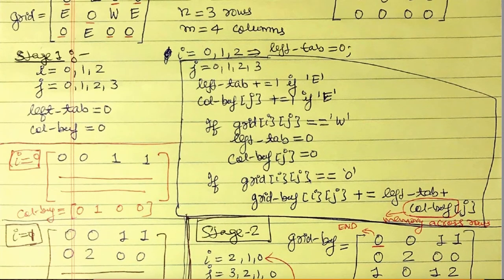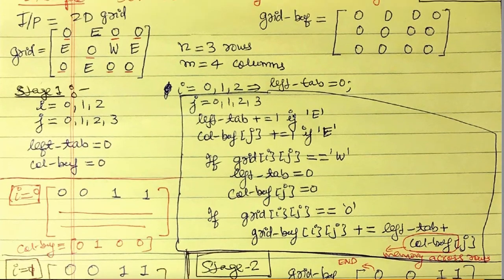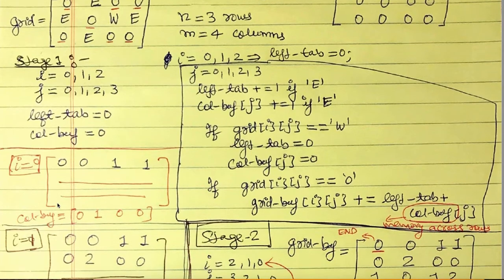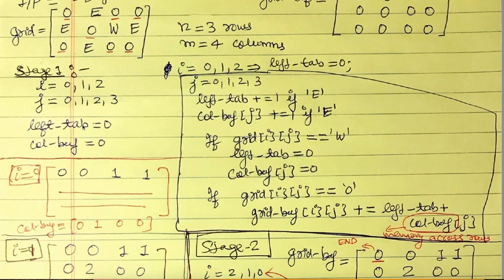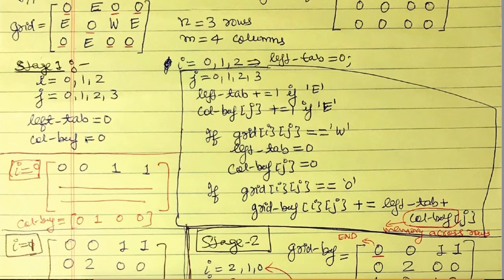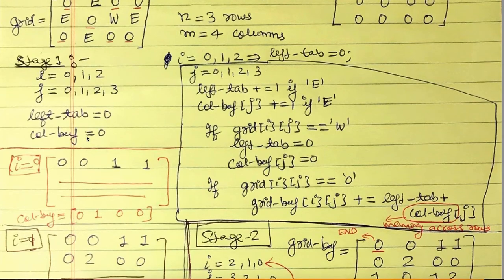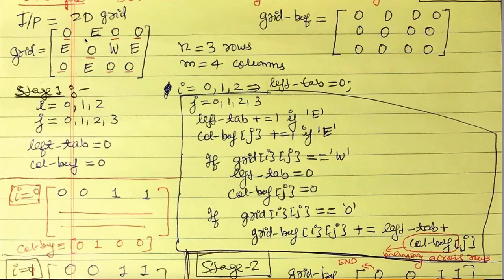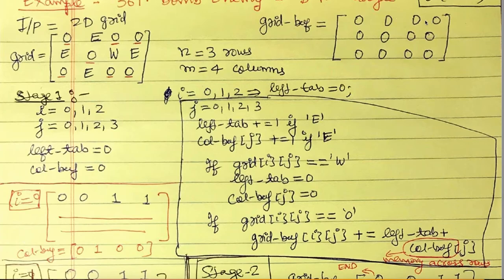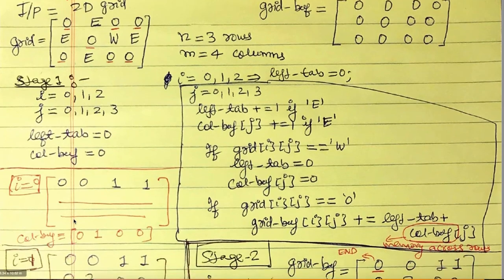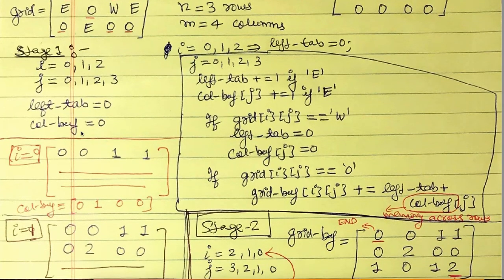So let's keep this algorithm in mind and iterate through all the 3 rows of the grid buffer. So I will keep writing i equals 0 to represent the first row, i equals 1 for second, i equals 2 for the third and last row. So in the first row, it's very clear that we will update only the values of the first row of grid buffer. So we start with left tab equals 0, column buffer equals 0, 0, 0, 0. So column buffer is all 0.